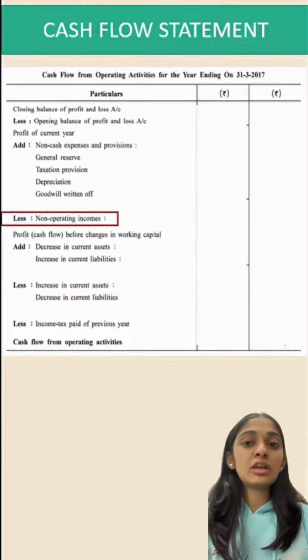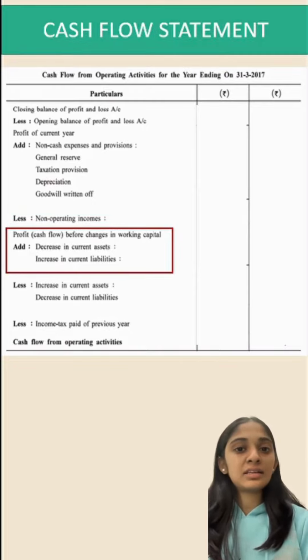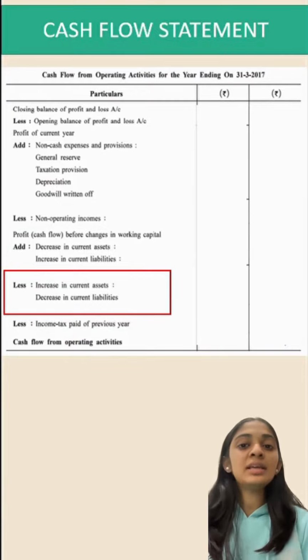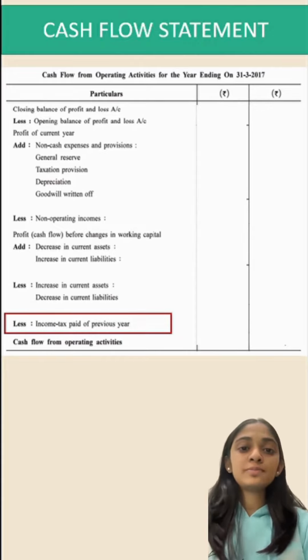Then here comes the effect of changing working capital. Here, decreasing current assets and increasing current liabilities will be added. Increasing current assets and decreasing current liabilities will be subtracted. And at last, income tax paid of the previous year will be subtracted.